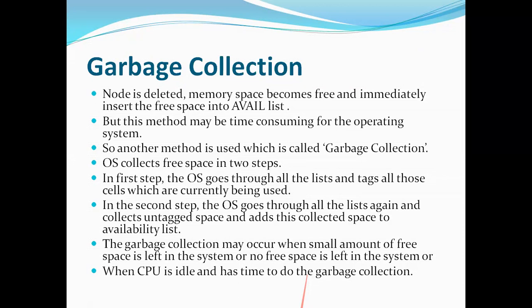So what is this garbage collection? Another method is used, which is called garbage collection. The operating system collects free space in two steps. In the first step, the operating system goes through all the lists and tags all those cells which are currently being used. In the second step, the operating system goes through all the lists again and collects the untagged space, that is, the empty space, and adds this collected space to the availability list. So it finds all the empty space together instead of finding each and every space one by one, and after collecting all the empty space, puts it in the avail list.